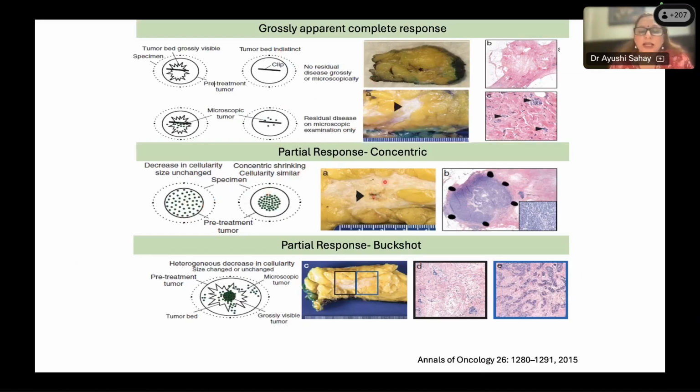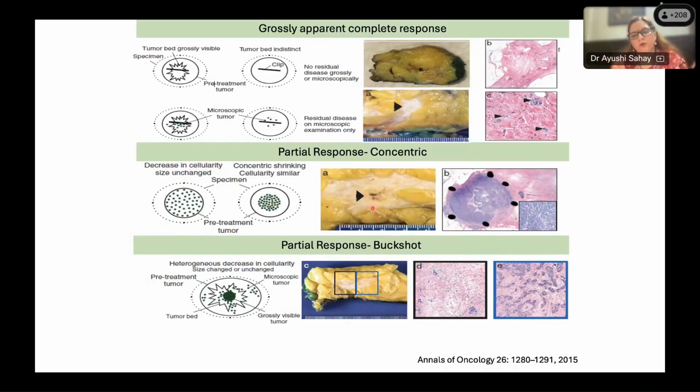Now, sometimes you can have what is known as a concentric response, where the tumor bed remains the same, but the tumor shrinks concentrically. So in this case, for example, you can see that this was the original tumor bed, but the tumor has shrunk considerably. So you are seeing a hard, small tumor surrounded by an area of fibrosis, and this is what it would look like in microscopy. So this is comparatively still easier to identify in gross, a small, what looks like a necrotic tumor surrounded by fibrosis.